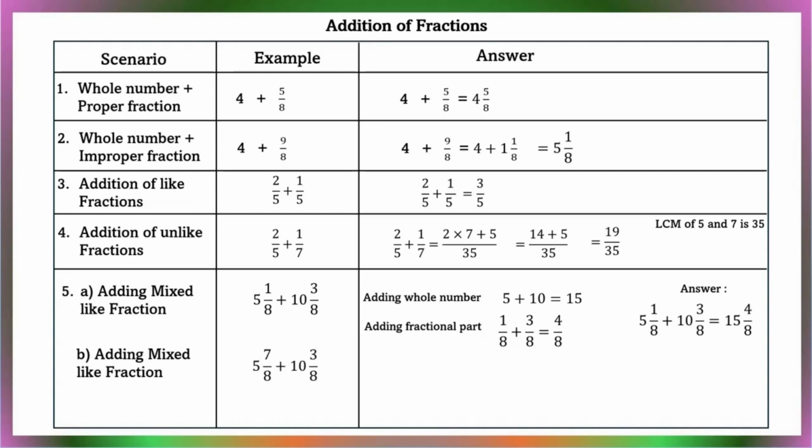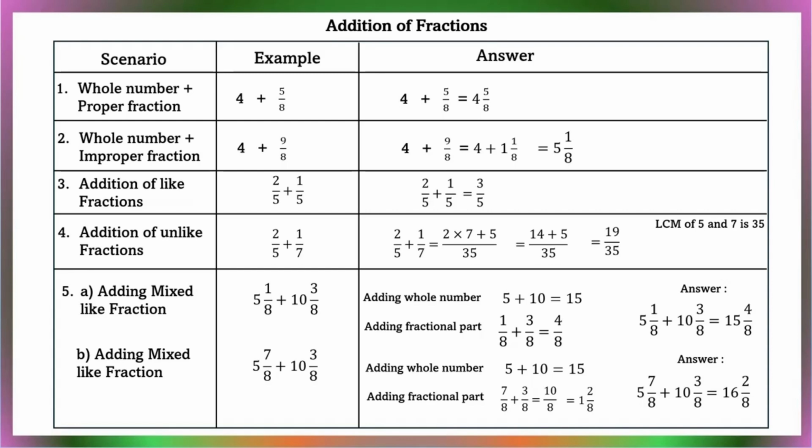Sometimes the fractional part may become an improper fraction. Here, we get 10 by 8. In that case, convert it into a mixed fraction as 1, 2 by 8. Then, add the whole number part to the existing whole numbers and write the remaining fractional part along with it.